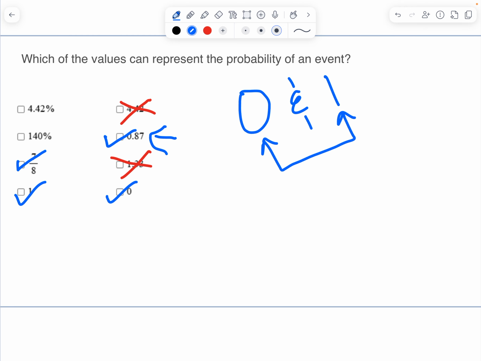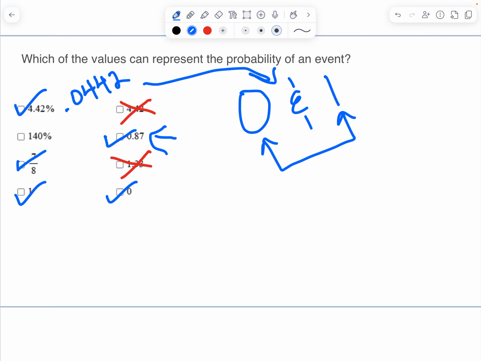Okay, so now we need one more correct answer. And hopefully you're taking a look at 4.42% versus 140%. If you change this to a decimal, this becomes 0.0442. Right? If you divide by 100, that's how you change a percentage into a decimal. That should take your decimal places over 2 places. So 0.0442 does fall between 0 and 1. So I think we're going to select that.